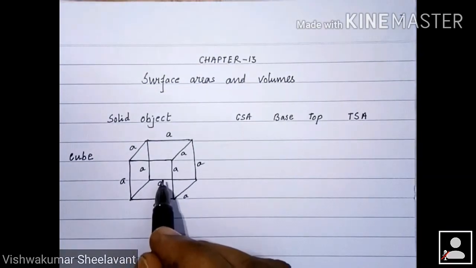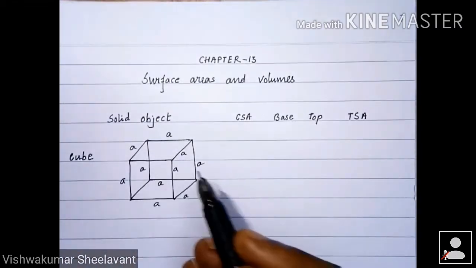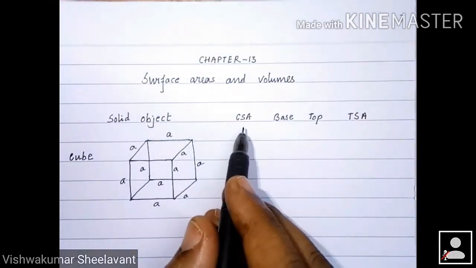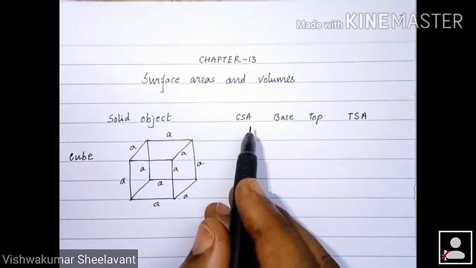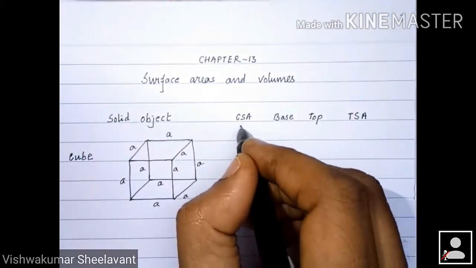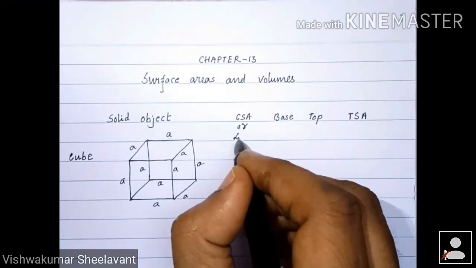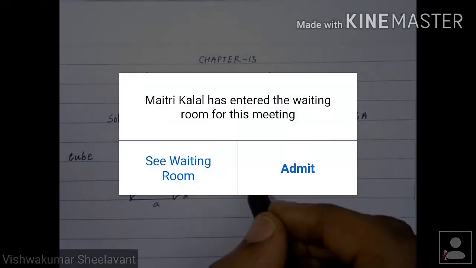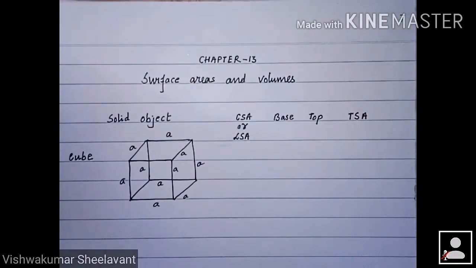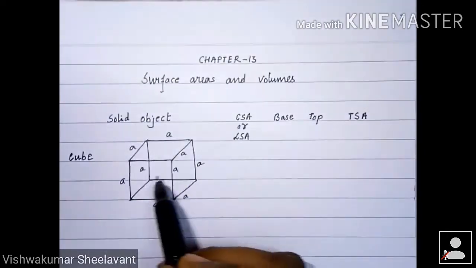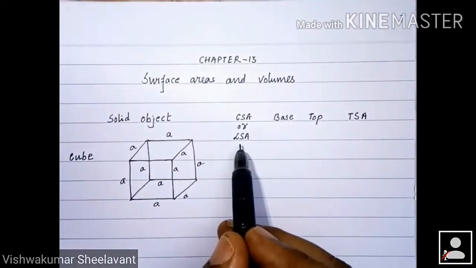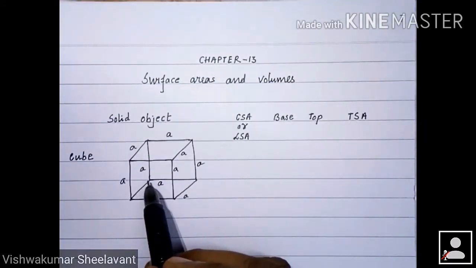For solids like a cube, cuboid, we will be having LSA, that is lateral surface area, not the curved surface area. So you can write here CSA or LSA. It depends on the solid that we are considering. Lateral surface area means the total area of vertical walls.